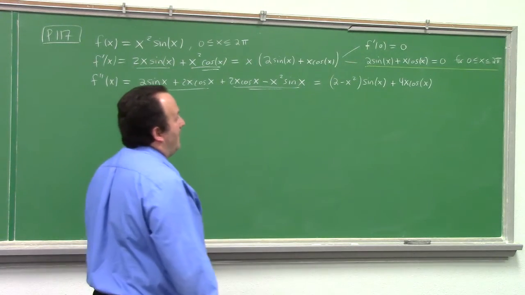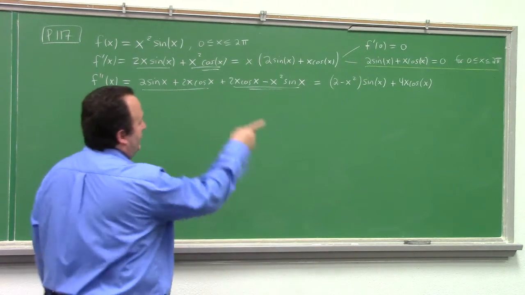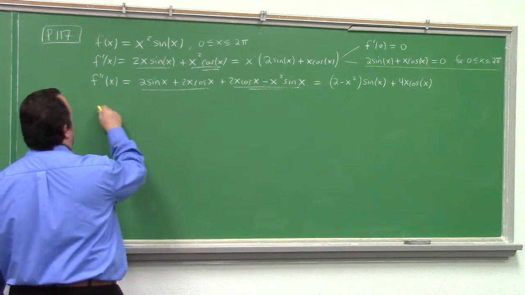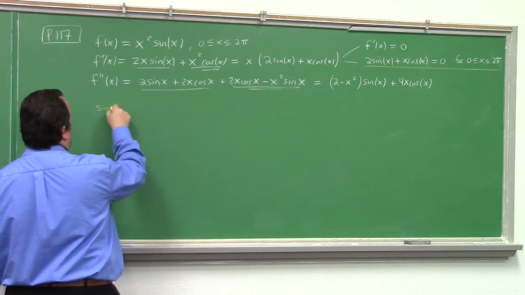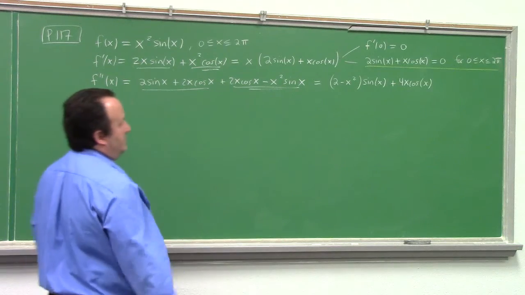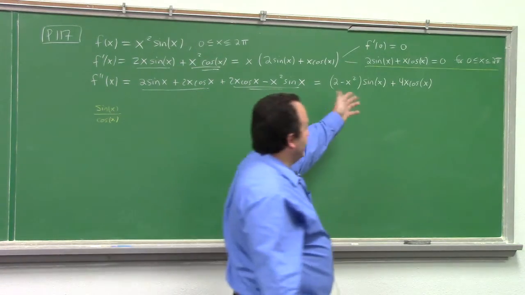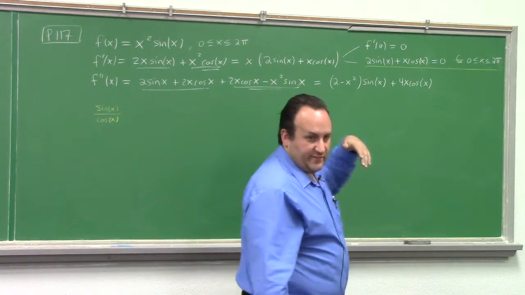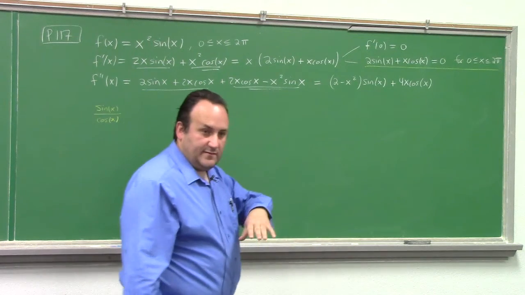Okay, so it's useful to rewrite that equation as basically sine x over cosine x. I mean, you could just graph y equals 2 sine x plus x cosine x and look at the graph and see where it crosses 0. You could do that. That's fine.